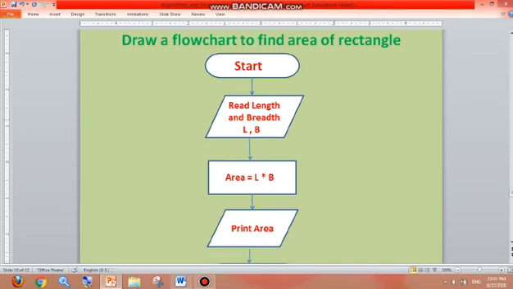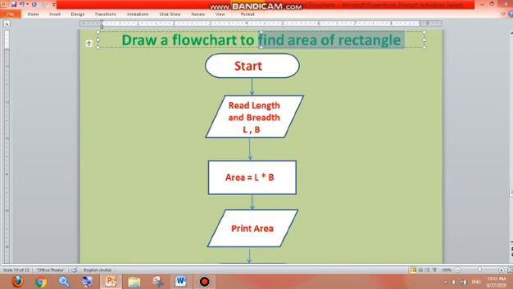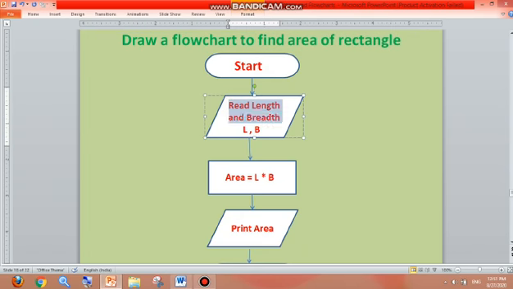The other example is this: to find the area of a rectangle. We know the area of a rectangle is length into breadth, so we have to take L and B from the user. Again, as you can see on the screen, this is the start box, and then for taking the values of L and B, we will use the input box. Then for calculation, the processing box is there: area equals L into B.